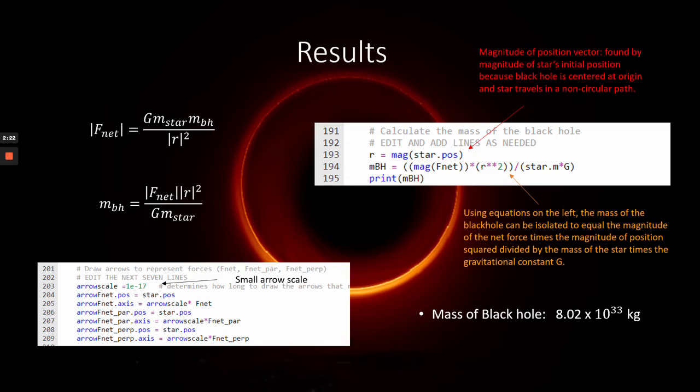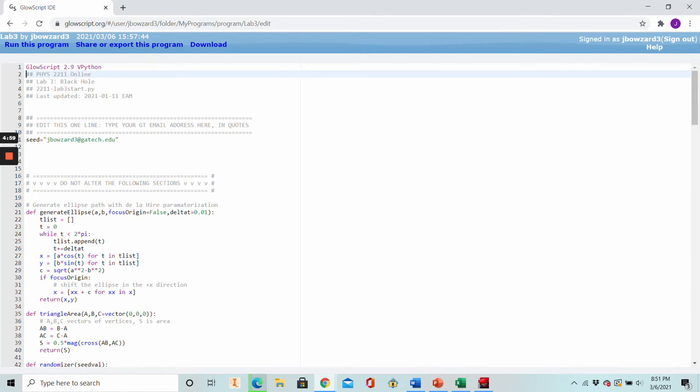because the black hole is centered at the origin, so no components change upon vector subtraction. I cannot use F perp equals m v squared over r because the star does not travel in a perfectly circular motion. The mass of the black hole is isolated and equal to the magnitude of the position squared over the star's mass times gravitational constant G. After running the Glowscript code and averaging all of the mass values in Excel, I determined the mass of the black hole to be 8.02 times 10 to the 33rd kilograms.